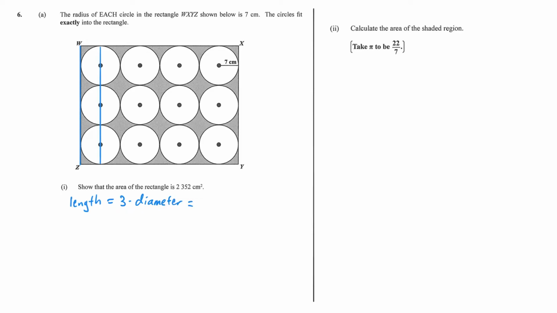Now remember that the diameter of a circle is twice its radius, so we can rewrite this as 3 times 2 times the radius. Our problem tells us that the radius of each circle is 7 centimeters. So I plug that in for the radius. I get 3 times 2 times 7 centimeters, which gives me 42 centimeters.